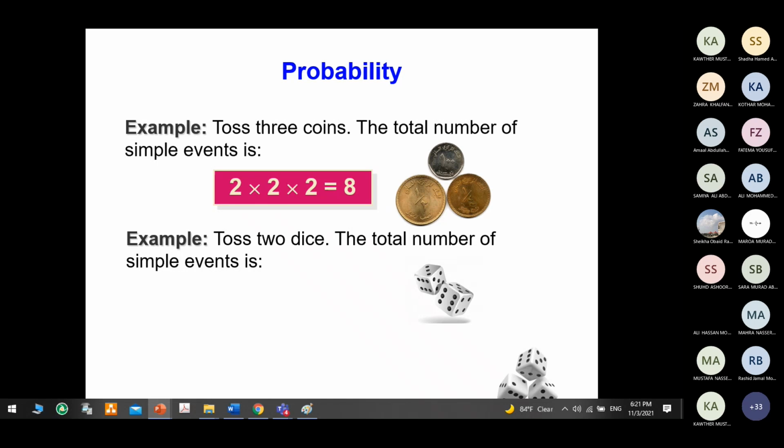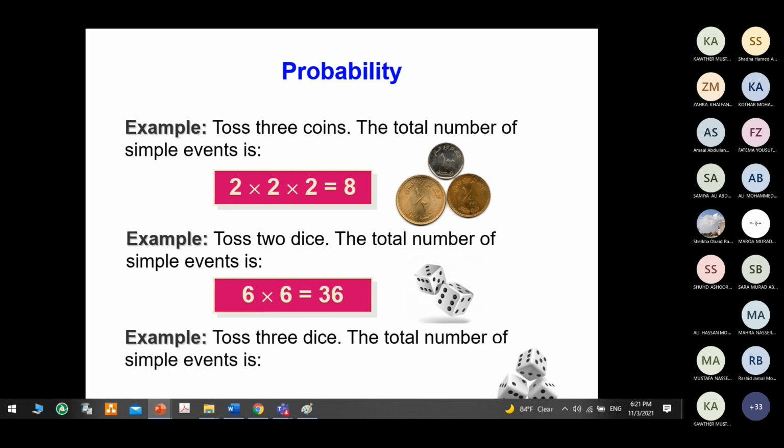Toss 2 dice. 1 die gives me from 1 to 6. 2 dice means 6 by 6, because the options will be 36. I will show you a table later on how we got these 36. Now 3 dice, I multiply 6 by 6 by 6, which gives me 216.